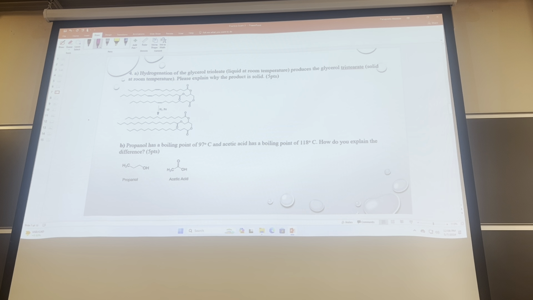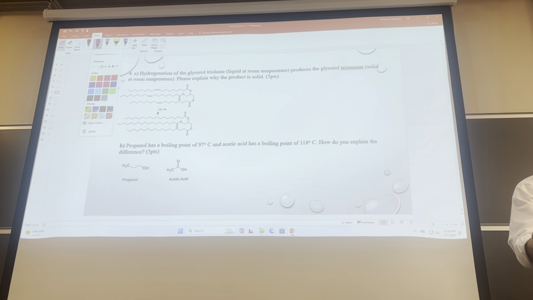Okay. What else? So, hydrogenation of the glycerol trioleate produces the glycerol tristearate. At room temperature, please explain why the product is solid. Right? We have the conversion of the double bonds to single bonds, right? So, why is it solid? Okay, now is where we start.